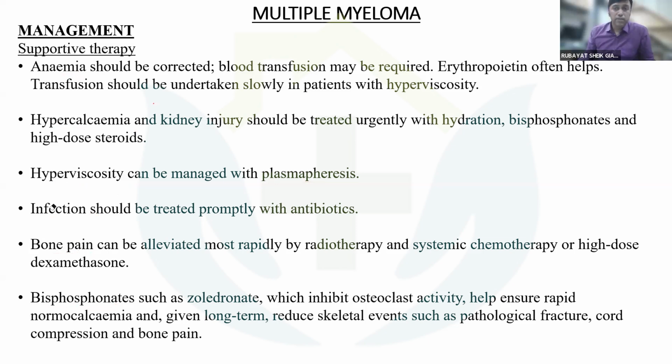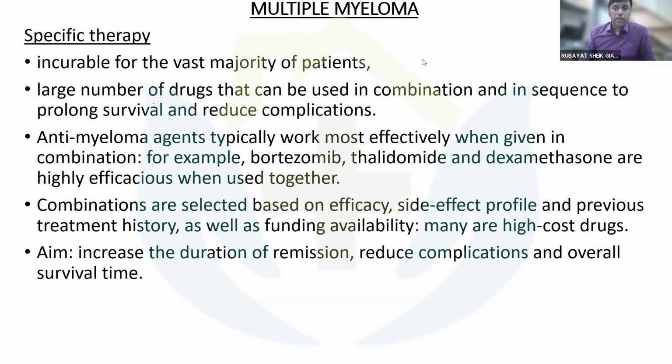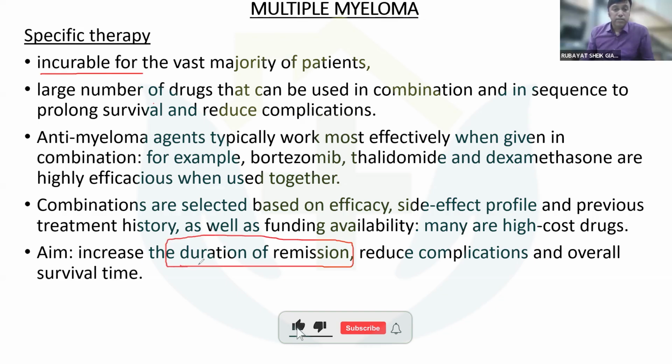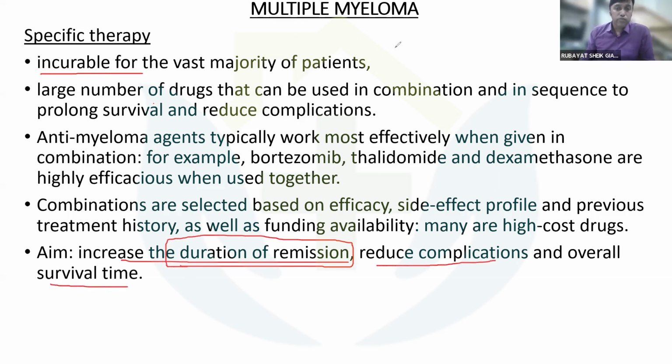And for the specific therapy used nowadays, the basic thing is that it's not a curable disease. Basically, we are treating the patient to increase the duration of remission, because once you treat and the patient goes into remission, the symptoms will recur. Our aim is to increase the duration of the remission. Number two, to reduce complications and to increase survival time. It's not a curable disease, so we aim to treat with these aims in mind.